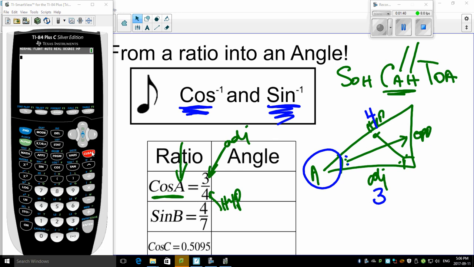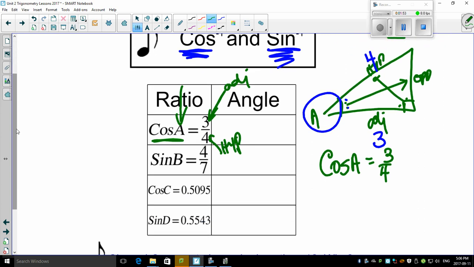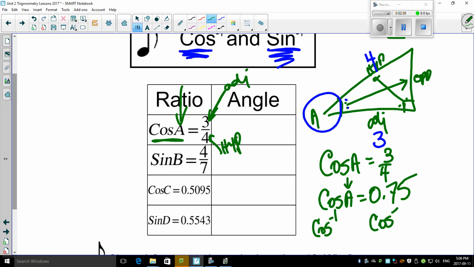Cos A equals 3/4. Let's go back to this. Cos of A equals 3/4. Best thing you can do here, folks, is to convert the 3/4 into a decimal. Cos A equals 0.75. Okay, 3/4, 0.75. So in order to find A, you got to get rid of the cos by doing the opposite. Doing the opposite is cos to the -1. What you do to one side, you have to do to the other. So this is cos -1 of 0.75.